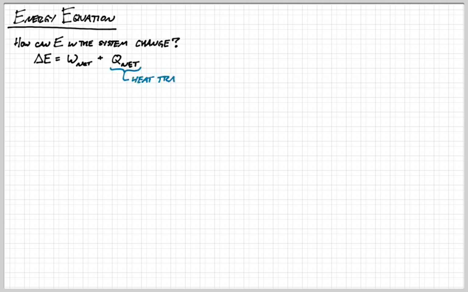Hey class, this is Adam Ward, and I wanted to walk you through the derivation of the energy equation. This is done in your textbook, but I wanted to step through how we actually derive this. And so, if we think about ways energy could change in the system, there are basically two ways.